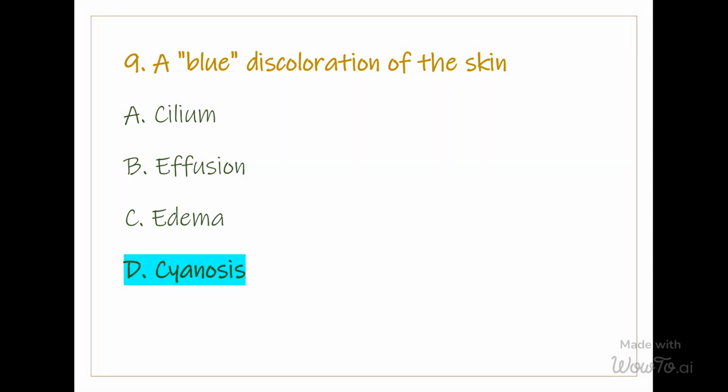Cyanosis is a medical condition characterized by a bluish discoloration of the skin, lips, and nails. It occurs when there is a decreased level of oxygen in the blood or a disruption in the delivery of oxygen to the tissues. This bluish coloration occurs because deoxygenated blood has a darker hue than oxygenated blood.